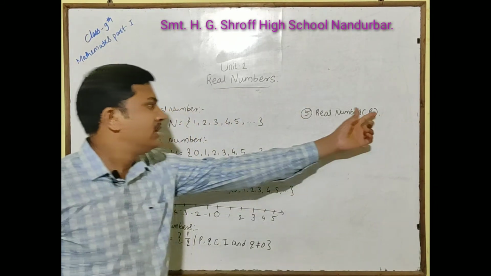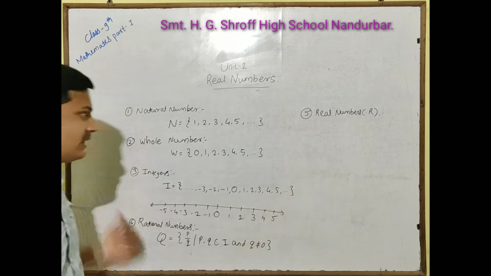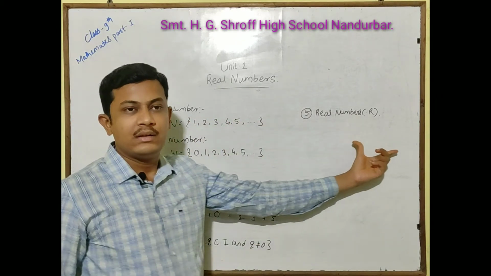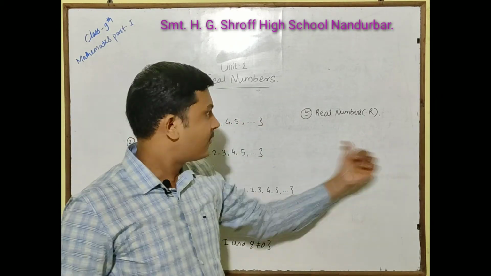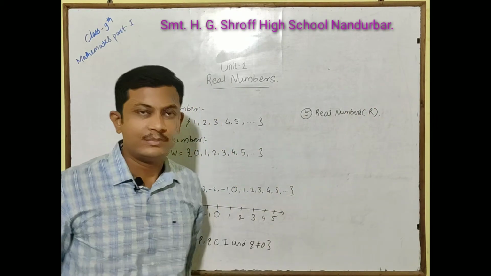Real number is what? A real number is a combination of all the sets. Or simply we can say that rational numbers plus irrational numbers form the set of real numbers.